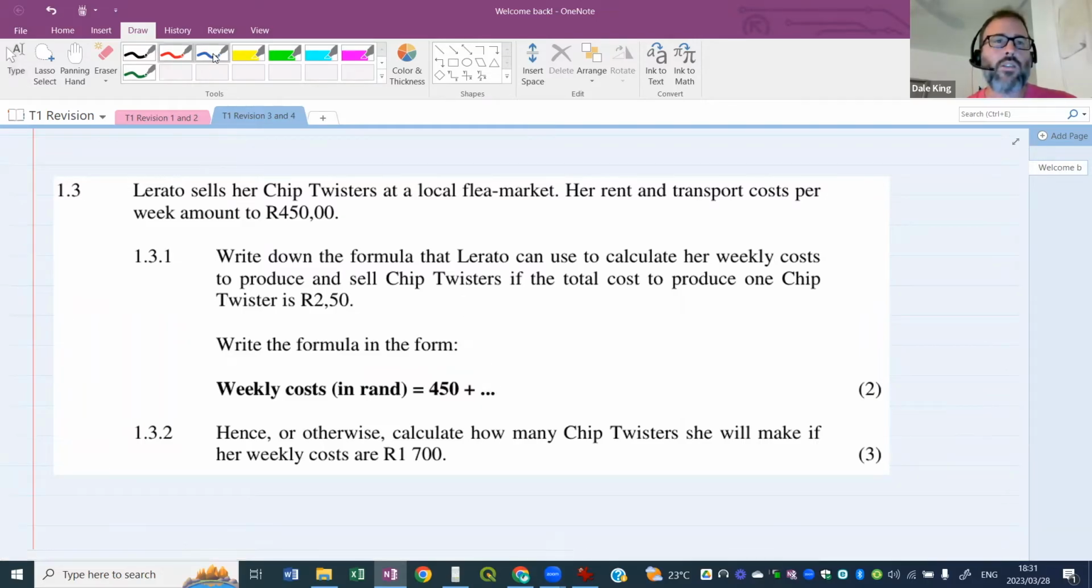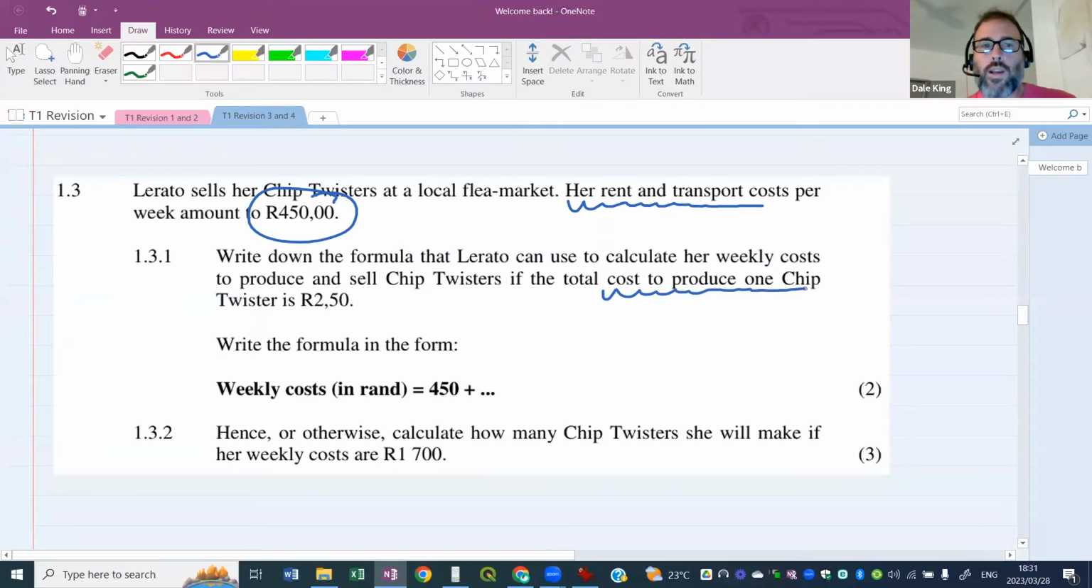Now, the second thing that is in the formula here, where does it come from in the question? Well, we've got 450 Rand here, and those were from these expenses, rent and transport. And then in question 131, they talk about another cost: the cost to produce one chip twister is 2.50 Rand. So there's two costs involved. There is a rent and transport cost, and then there's a 2.50 Rand cost.